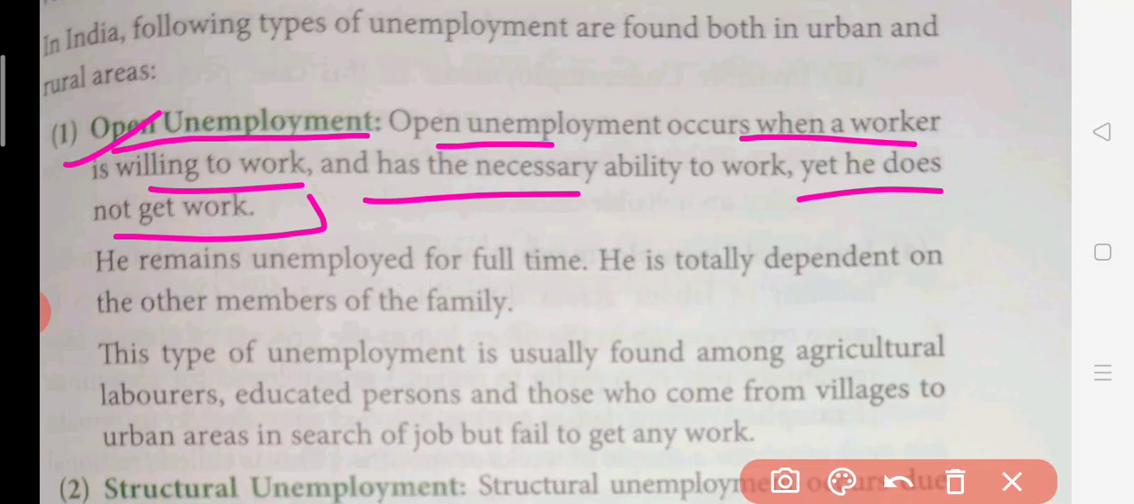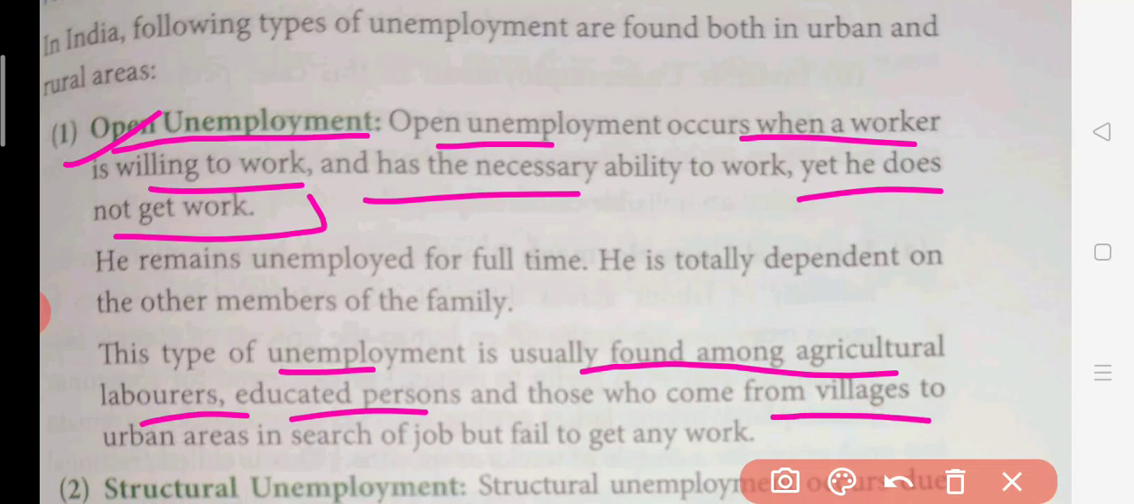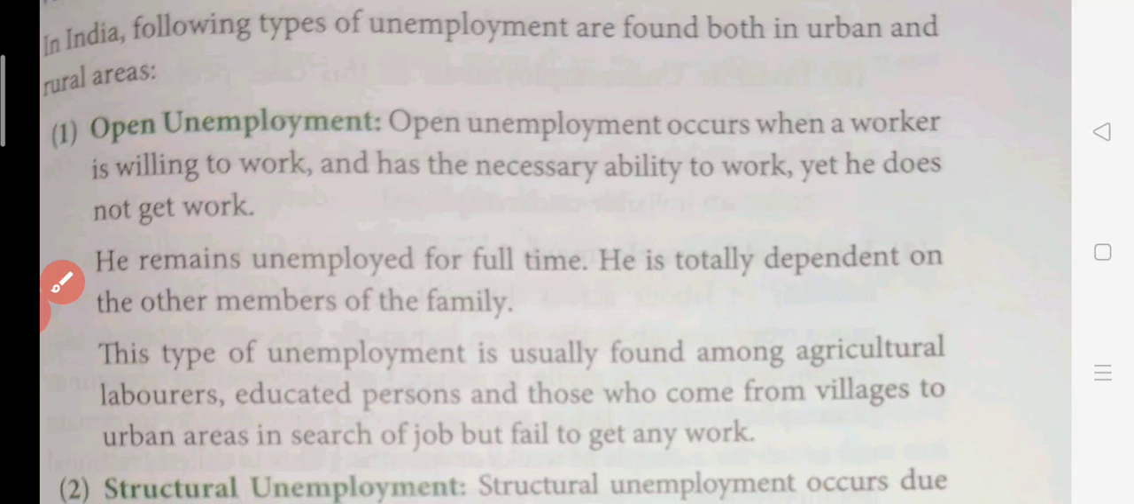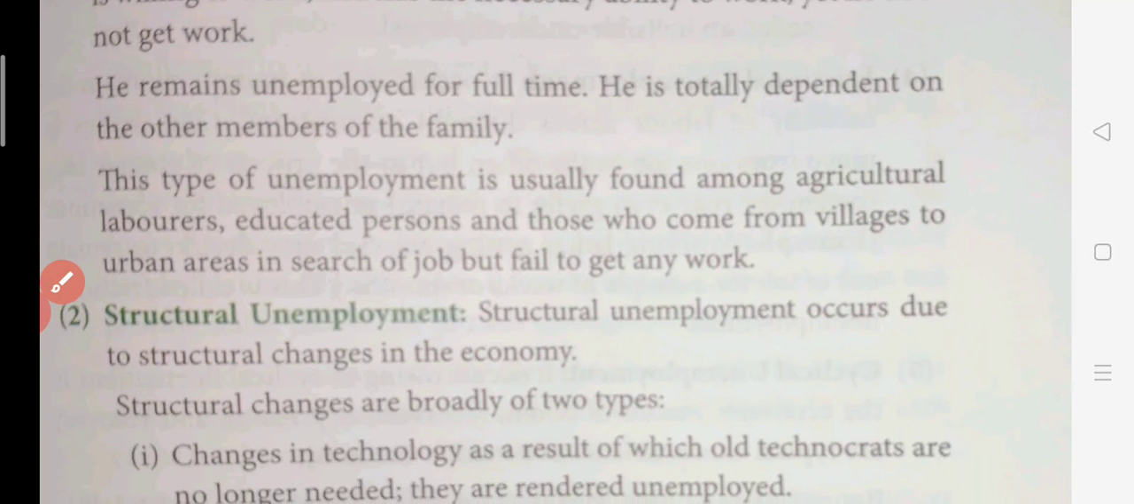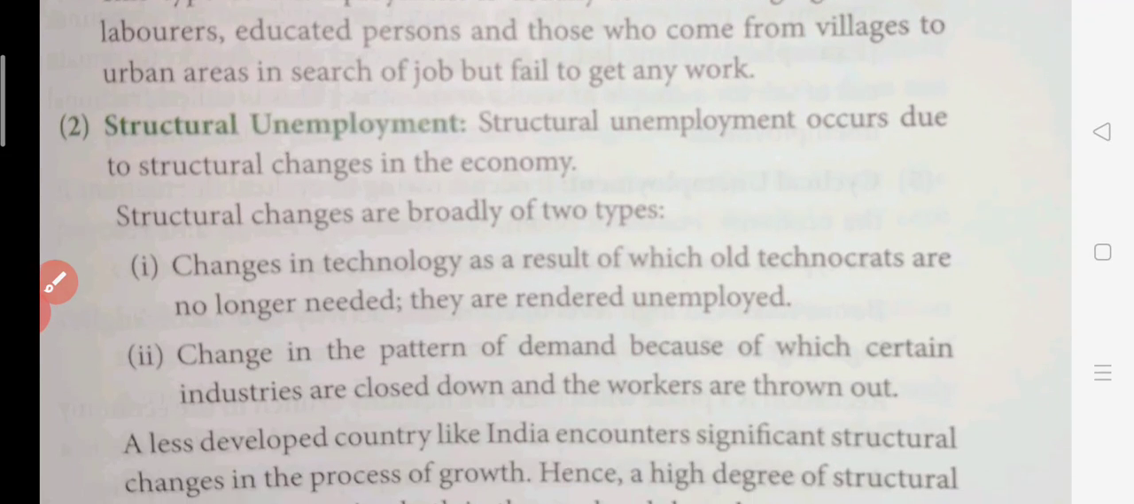Now this type of unemployment is usually found among agricultural laborers and educated persons also. This can be seen in villages, and you can find such things in the cities also. So this type of unemployed people is found in both rural and urban areas.